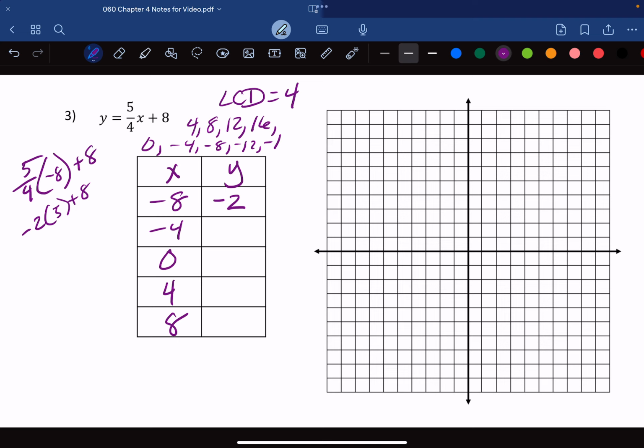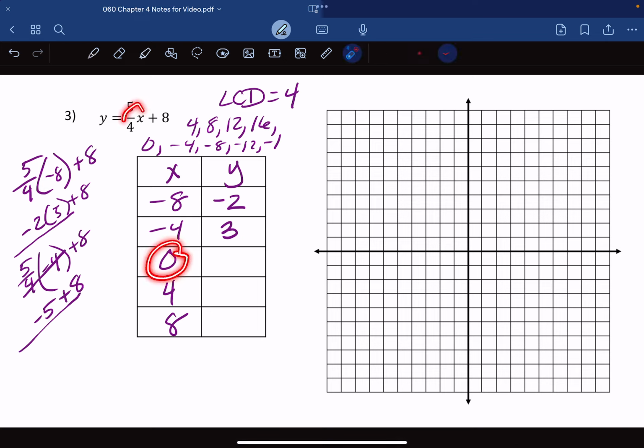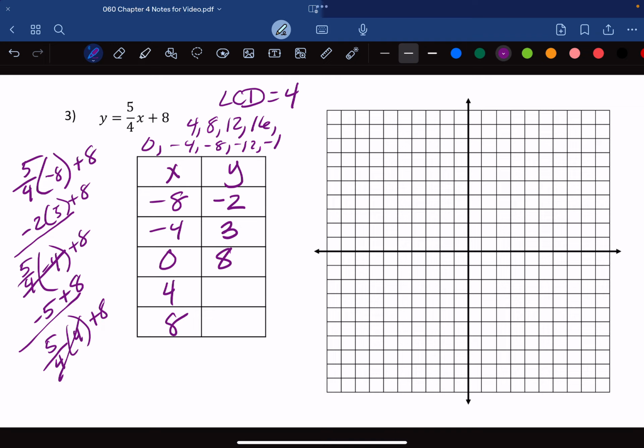And then the next one is -4. These just cancel, leaving me with -1. And so that's -1 times 5, which is -5, plus 8 is 3. And anything times 0 is 0, so that's 0, plus 8 is just 8. And once again, the 4 and the 4, they cancel. So that gives me 5 plus 8 is 13.